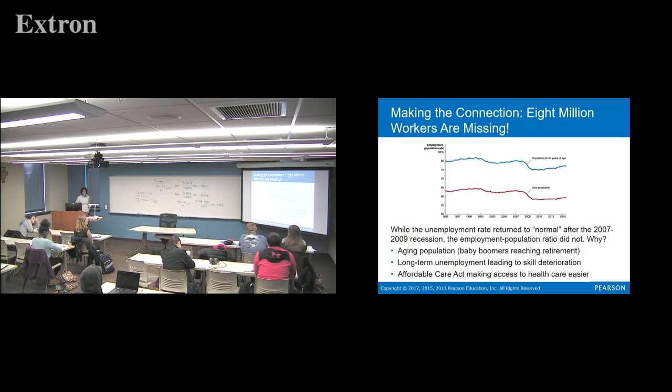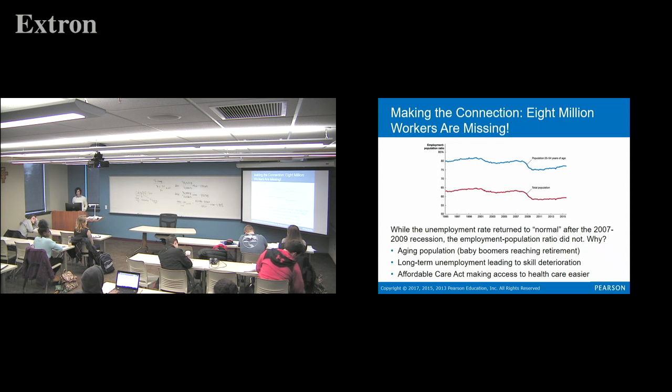The unemployment rate returned to normal after the 2007-2009 recession, but the employment population ratio did not. So this gets into more of an analysis thing. Why? Well, we've got an aging population, so baby boomers are now reaching retirement, and they're no longer part of that formula. Long-term unemployment leads to skill deterioration. If you were really good at something, got laid off, and have been unemployed for long periods of time, there's a good chance your skills aren't actually needed anymore, right?